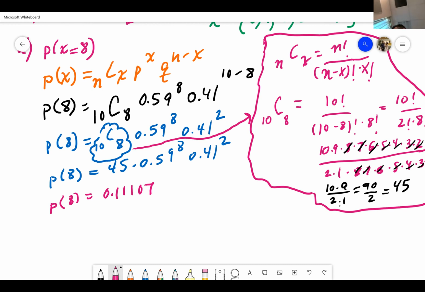Raise to the 8th. That guy, caret. That's called a caret, yeah. Now you can do it all in one step. 45 times 0.59 to the 8th, times 0.41 to the 2nd. Any questions before we proceed? By the way, if you know how to do this one, you're gonna be able to do the next one.